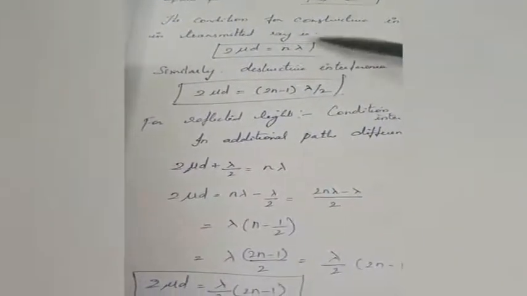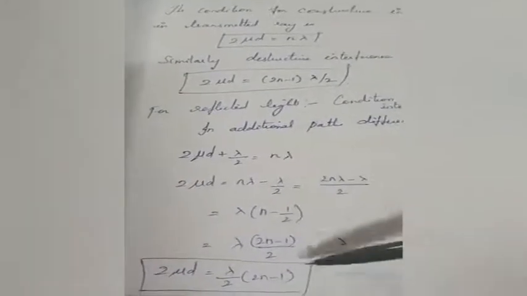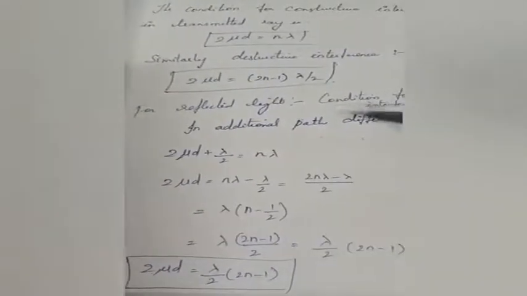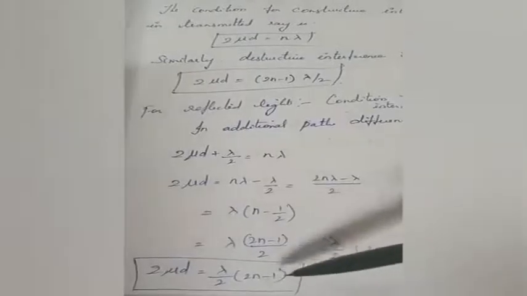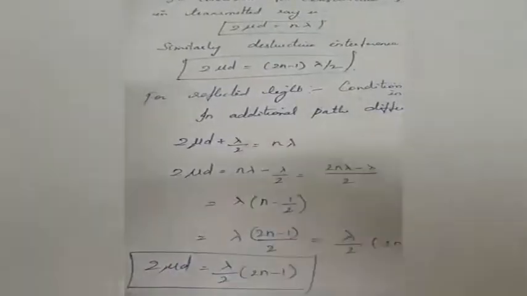For the above equation, for the transmitted ray, n lambda is the condition for constructive. Here, for the reflected ray, the constructive interference shows the destructive condition. So what is the truth here? It obeys the same condition.